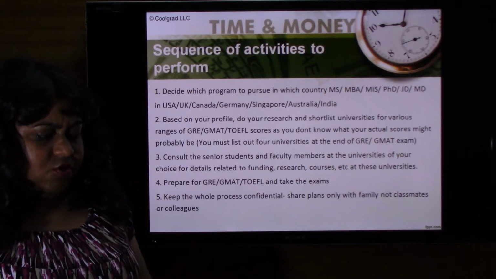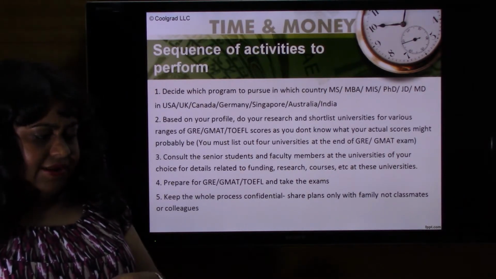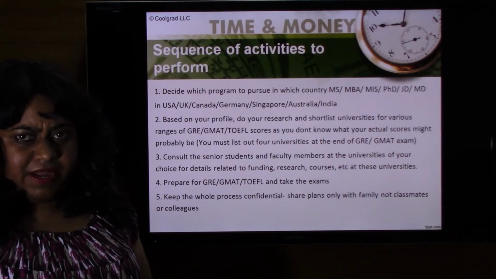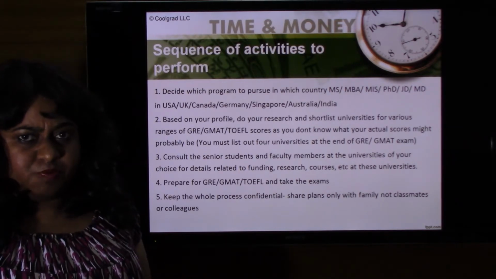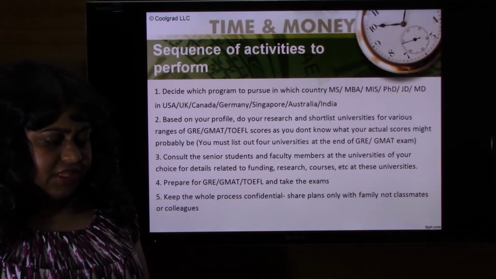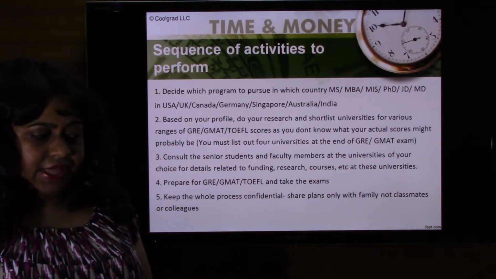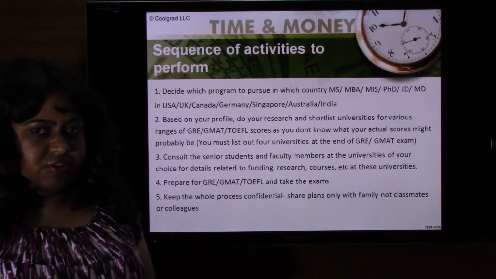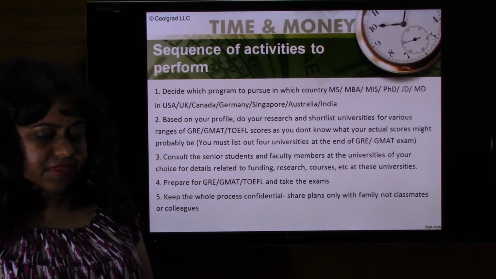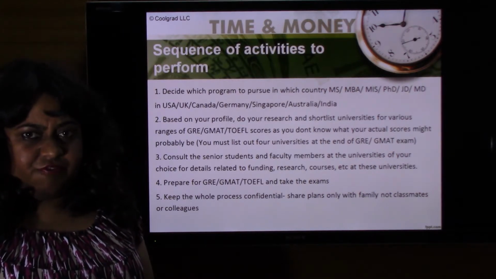So once you have these universities shortlisted, prepare for the GRE, GMAT and TOEFL exams. You need about 3 to 4 months to prepare for these exams. And then keep the whole process confidential. This is really critical, okay? Share your plans only with your family members if required, not with your classmates or your colleagues or your friends.